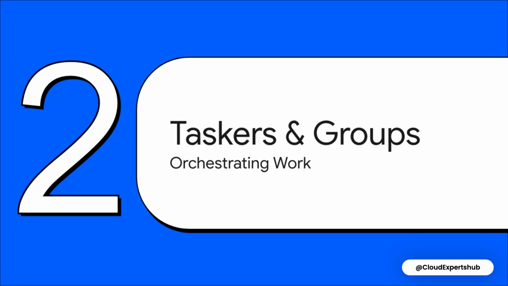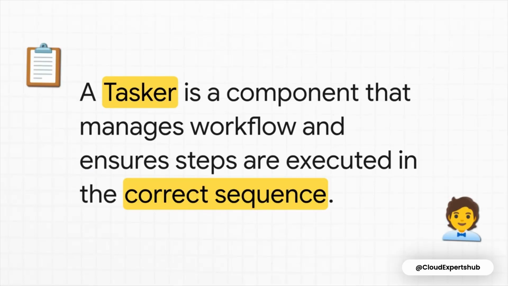But a team of brilliant individuals without a leader is just chaos. We need someone to coordinate everything. So let's meet the team leads of our AI project, taskers and groups. So let's start with the tasker. And honestly, the best way to think about a tasker is it's your AI project manager.